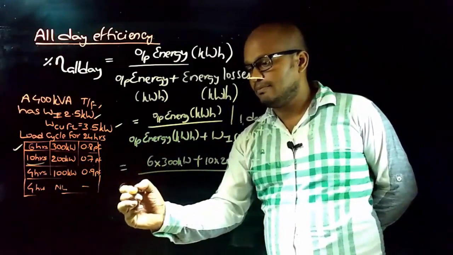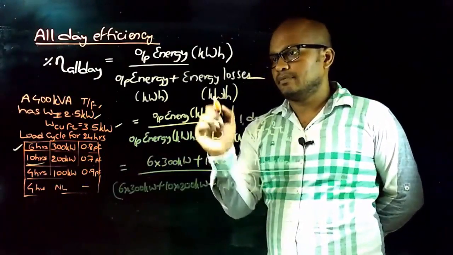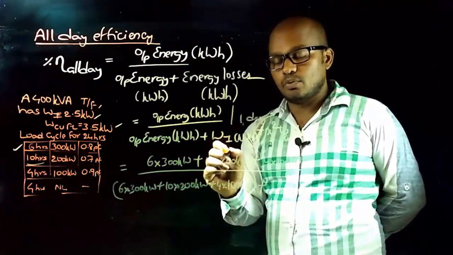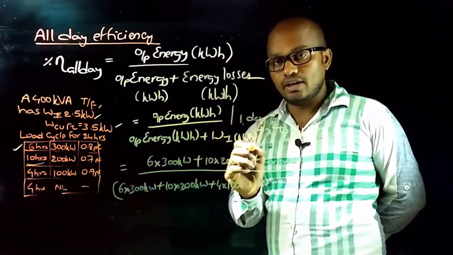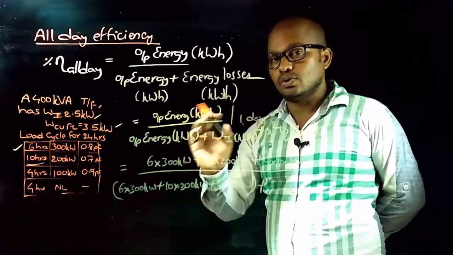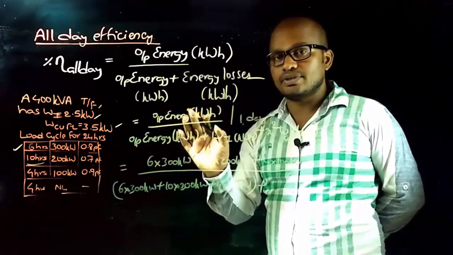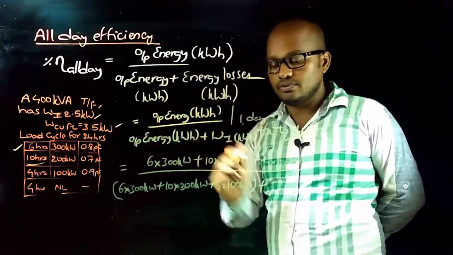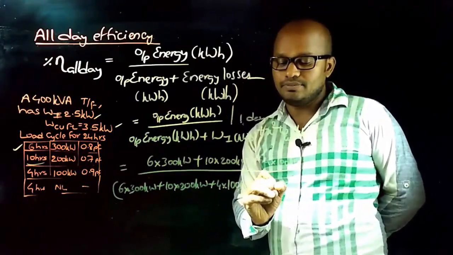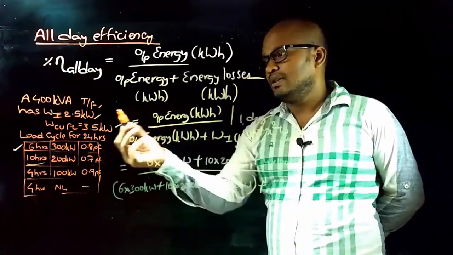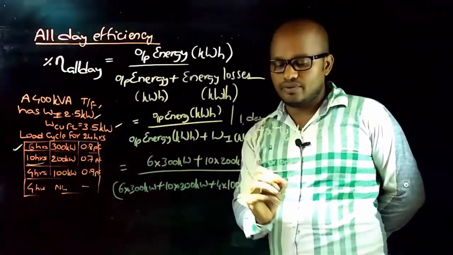So repeat the same, plus, and here comes the important point that you must keep in mind, that is about iron losses, whether the transformer is loaded or not loaded. Distribution transformer iron losses are present for the whole 24 hours. So here you must keep 24 into iron losses, which is 2.5 kilowatts.